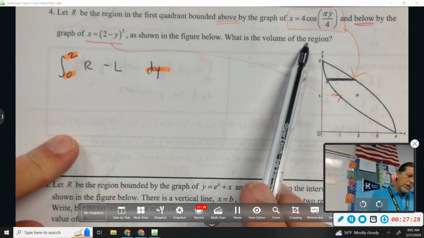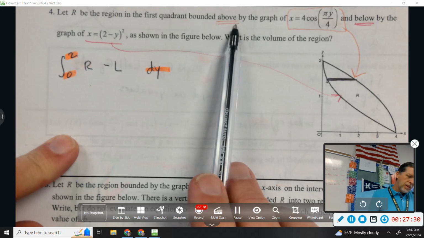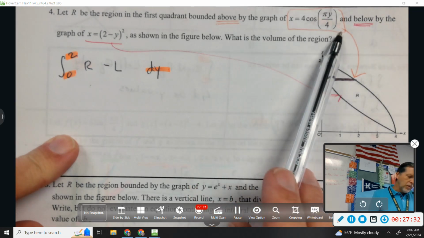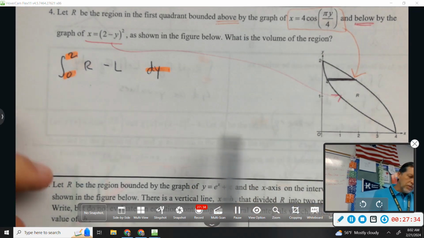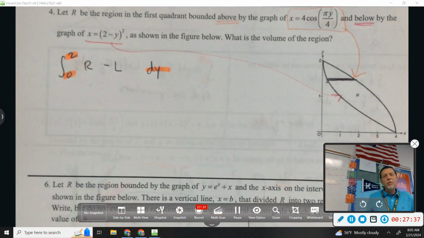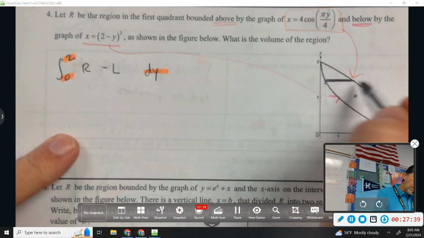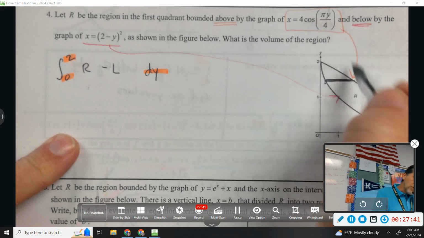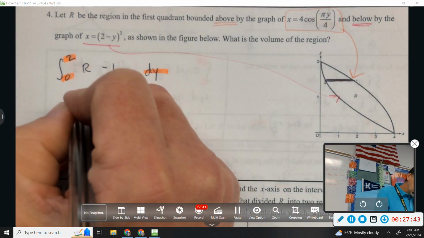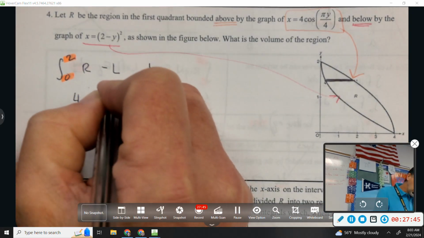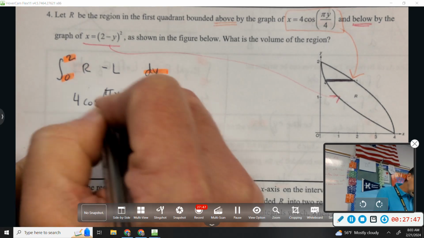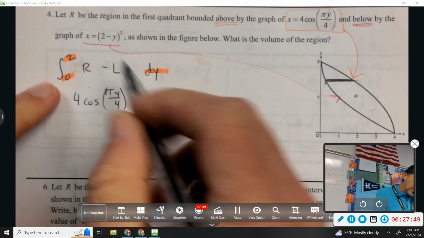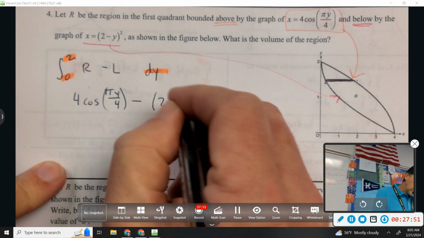Okay, the right equation, at least according to this, I thought it was the other way, but we'll find out. If we get a negative number, it means we were backwards. The right equation is this one because it told us this was the right equation. 4 cosine pi y over 4 minus the left equation, 2 minus y squared.